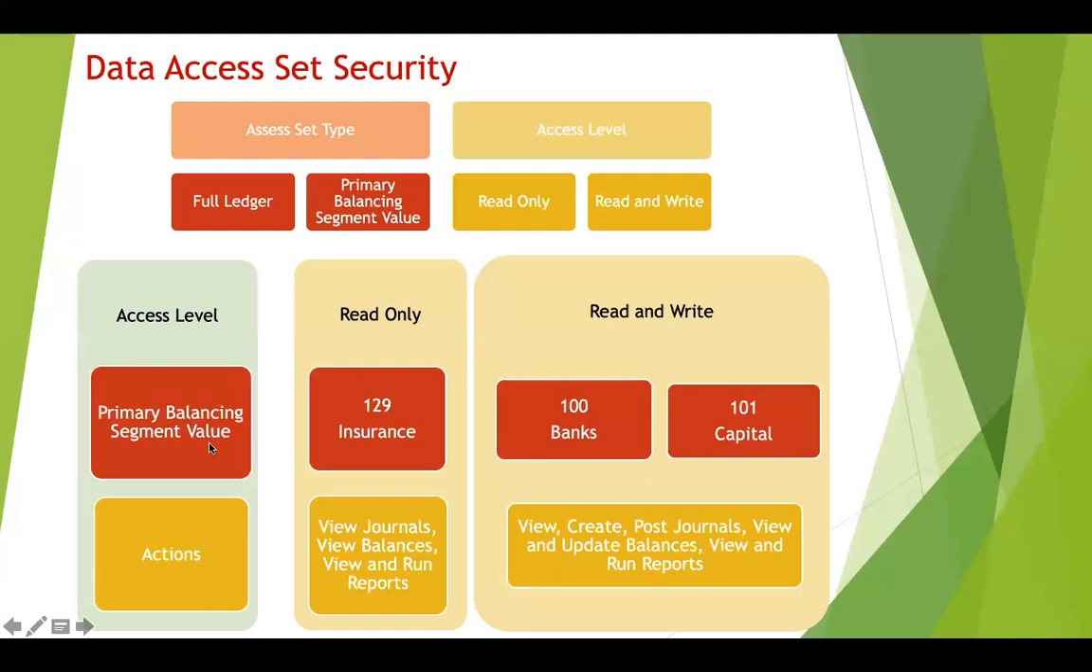The primary balancing segment value is an example: say 129 is the division or business primary balancing segment value assigned to the insurance division. Only read-only access is given to the employees under that insurance division, but read and write access is given to the 101 and 100, the banks and capital employees. Okay, and the actions they can perform: insurance division people can view the journals, view the balances, and view and run reports, but they cannot create or post a journal or update balances.